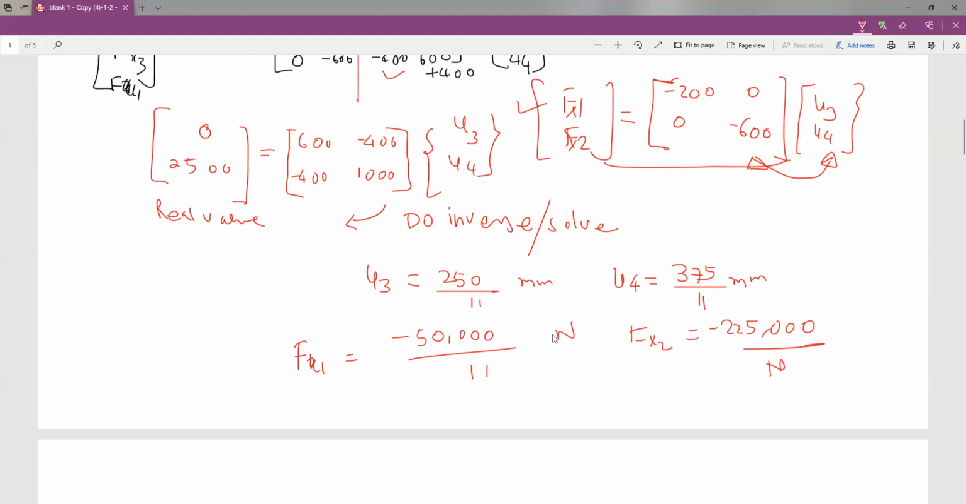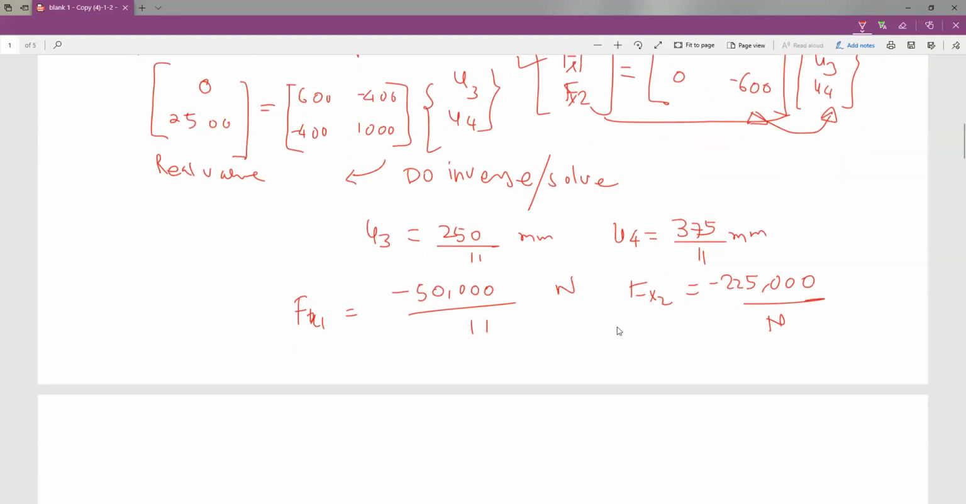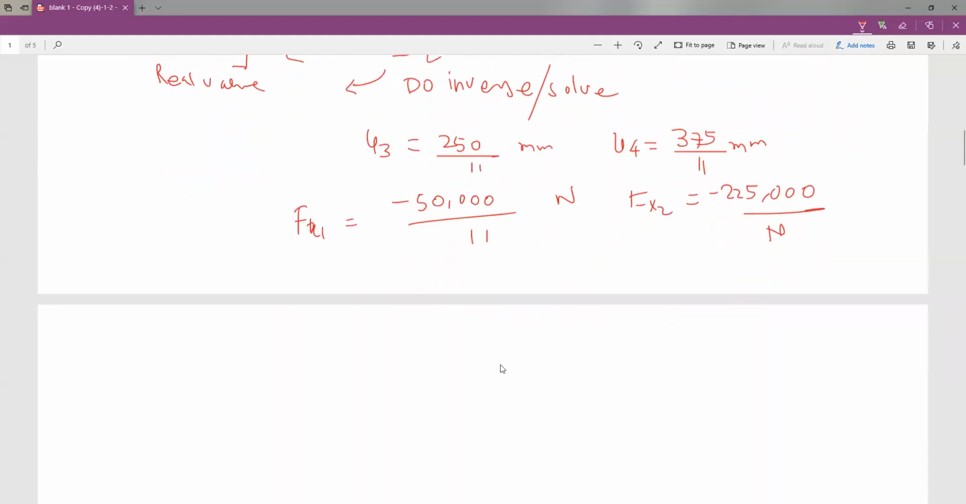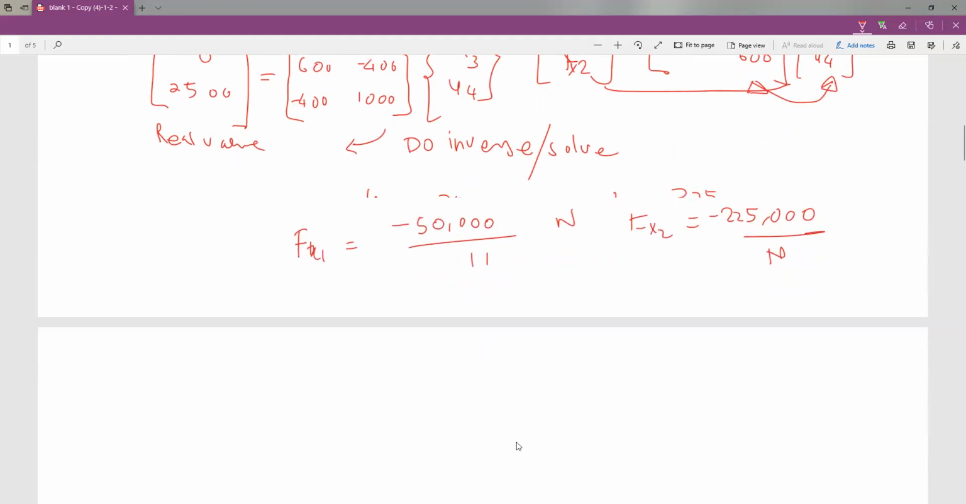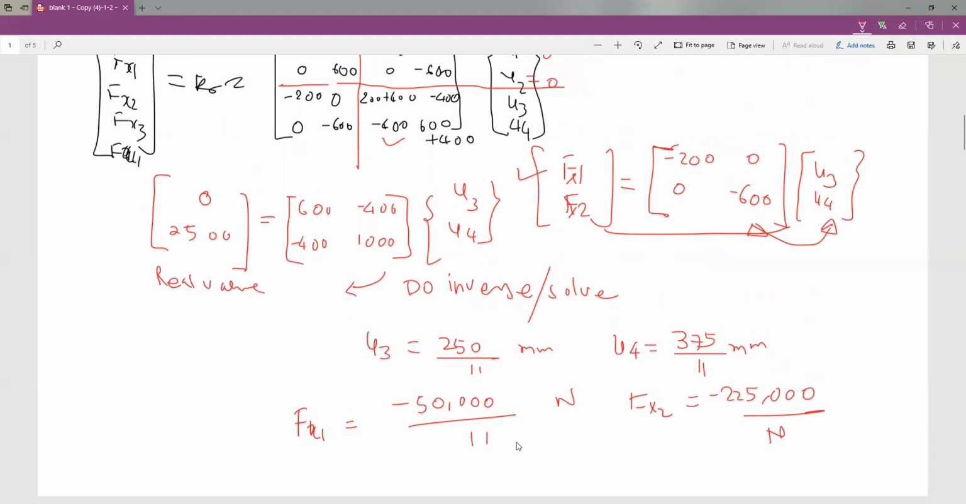And of course Fx3 is 0, and Fx4. So this completes our example.